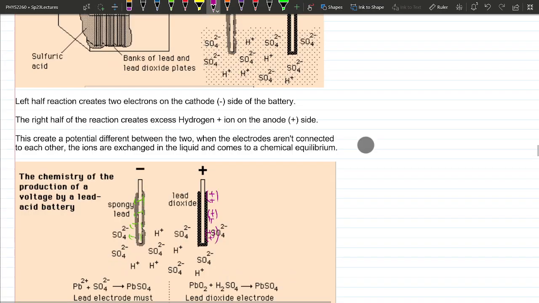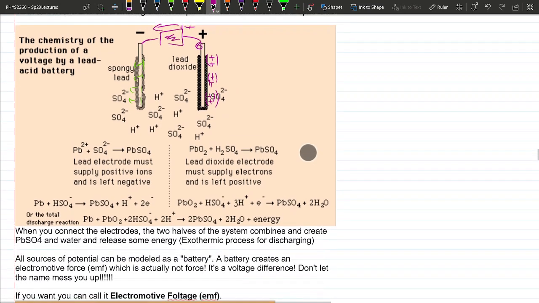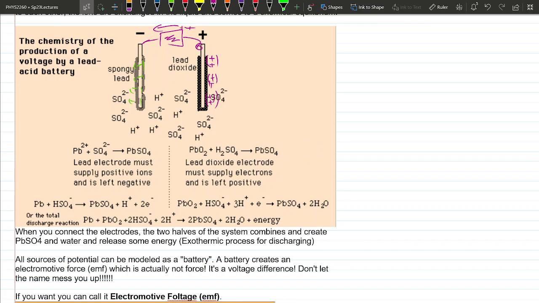So let's say you want to run your radio in your car or something like that. You just connect the circuit. What happens is that the positive charge will flow from the positive terminal to the negative terminal, running your radio, your car motor, your starter motor, and stuff like that. I'm not going through all the details of all the equation balancing, but just to get the conceptual why it works like that.